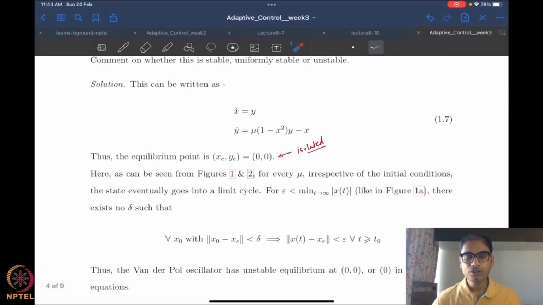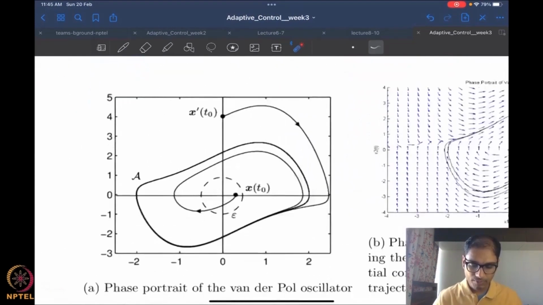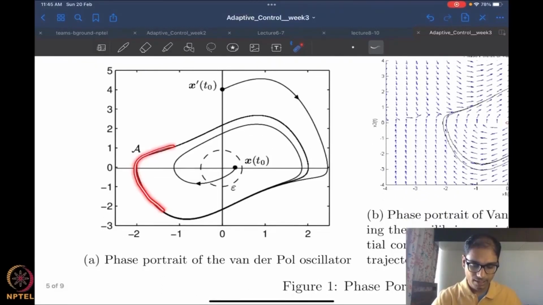So now if I want to talk about stability of the origin, what do I require? I require that given any epsilon positive, I must be able to find a delta such that if initial conditions are within delta, then my solution lies within an epsilon ball of the equilibrium, right? Now we stated very carefully here, we say that if you choose an epsilon which is smaller than the radius of the limit cycle, and this is given by an example here, right? So the limit cycle is this set A, which looks something like this.